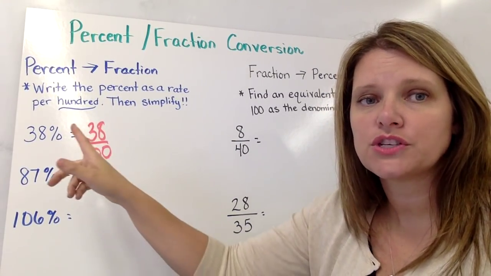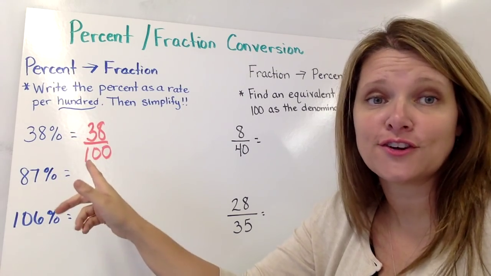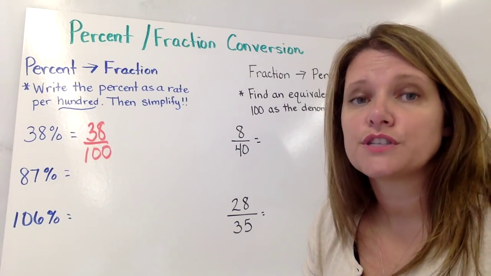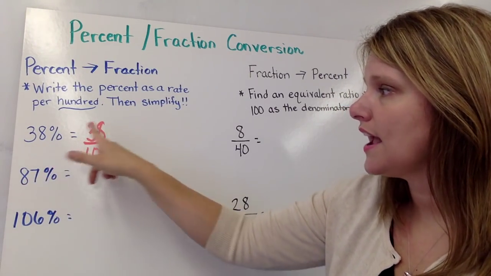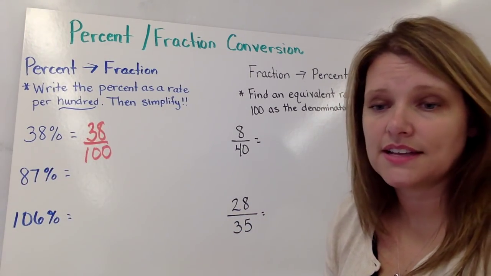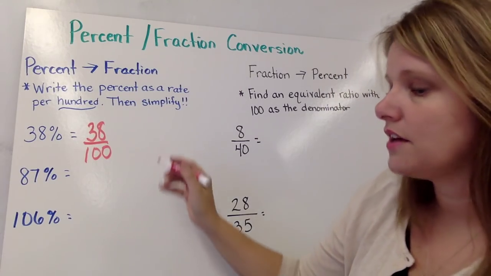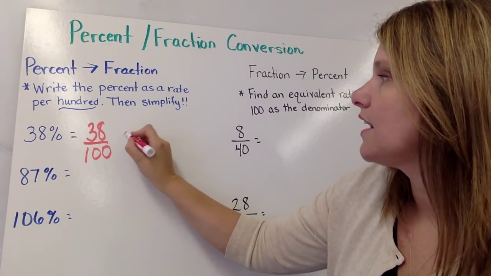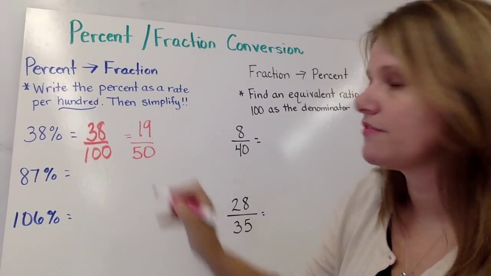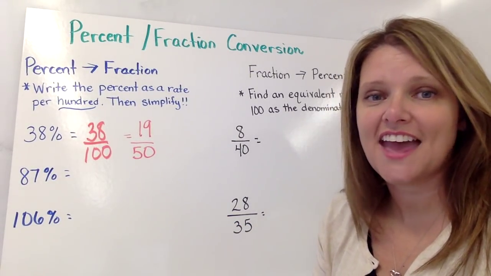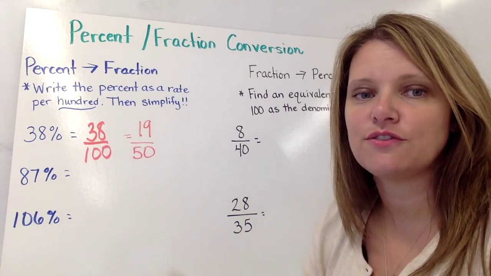All right, let's talk about how we change a percent to a fraction. Now, the first way I'm going to show you is just putting it over 100. It's simply out of 100. So when you're talking about percents, we write it as out of 100, per 100. So 38 over 100. And then we simplify it down. So how could that be simplified down? Well, we can divide it and we can get 19 over 50. Go back to your simplifying video if you can't remember how to do that.